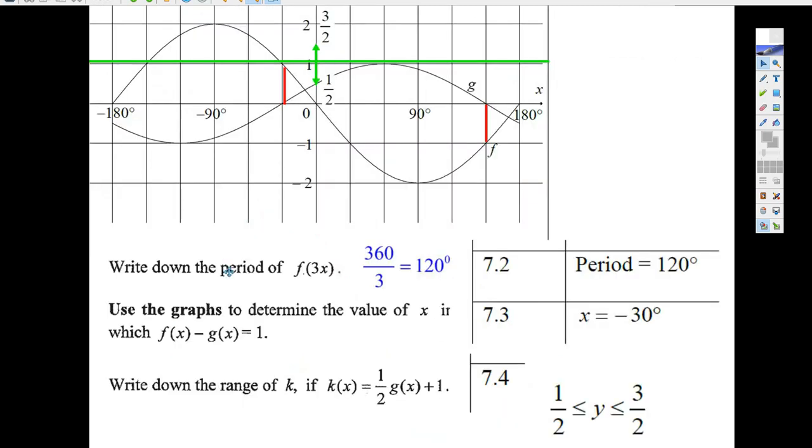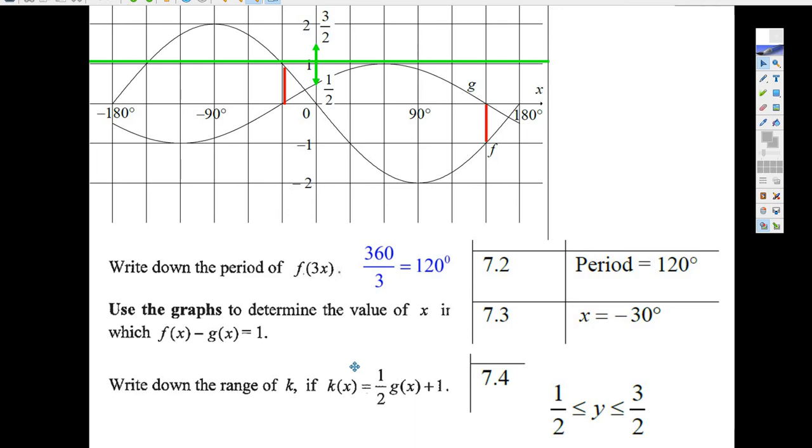Let's look at the last part here. It doesn't take long to do. Write down the period of f, if it was this function f that's going minus 2f. But if instead of x, we had 3x. Well, you just have to know what you do to the period, which normally it'd be 360 degrees. If there's a 3 in front, you divide it by 3. The new period would be 120 degrees. That's all there is to it.